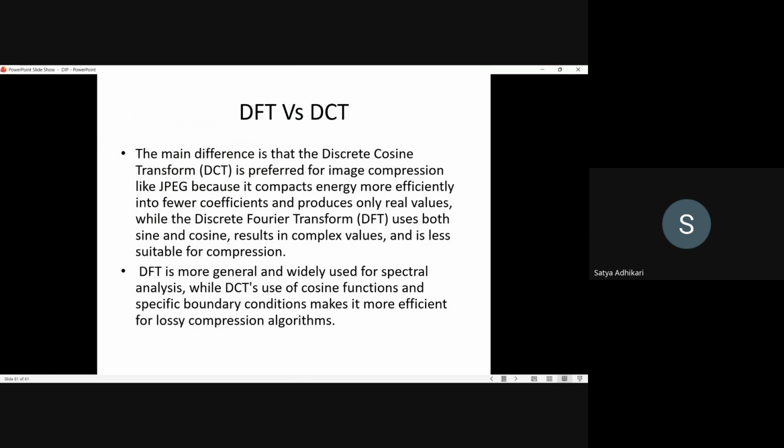But DFT, the discrete Fourier transform, uses both sine and cosine, resulting in complex values and is less suitable for image compression. But DCT contains only which values? The real values. DFT is more general and widely used for spectral analysis, while DCT's use of the cosine function and specific boundary conditions make it more efficient for lossy compression algorithms.